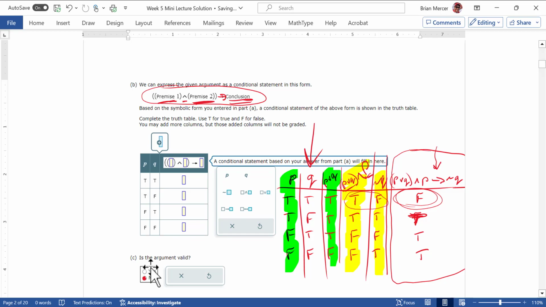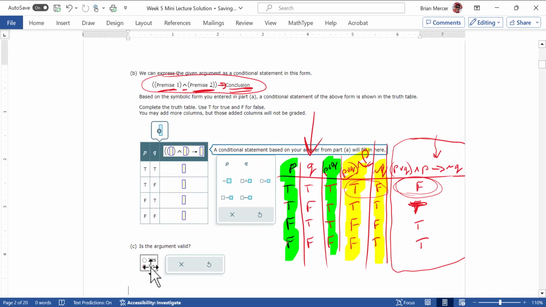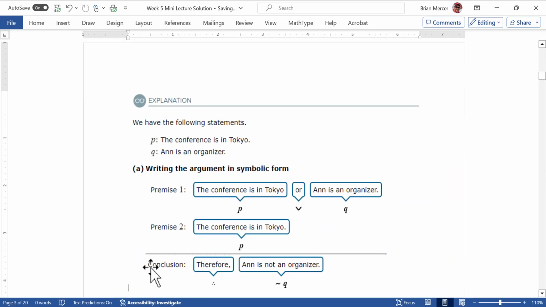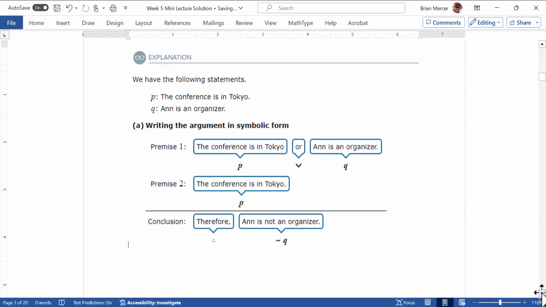Now, so that was just me talking this through. I'm also going to comment. I've got the ALEKS explanation pulled up, that as you practice these, I encourage you to read through. Here, I'll go through this quickly. There it was showing how we break it down into symbolic form.